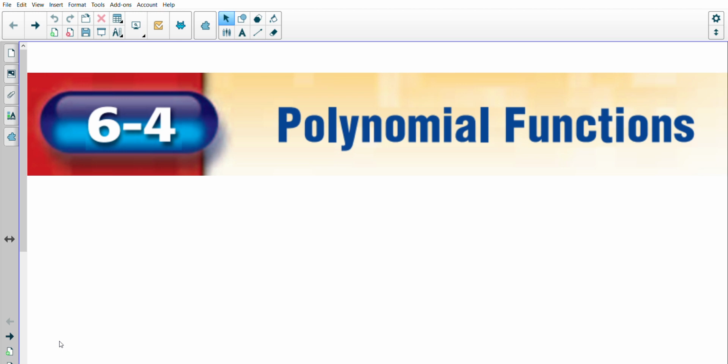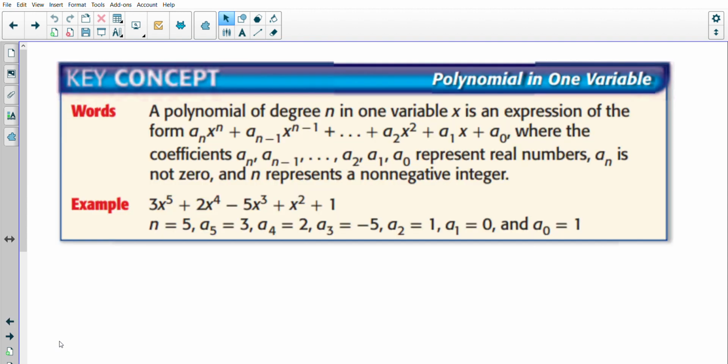In today's video, we're going to look at section 6-4, polynomial functions. Now, this can be a little tricky right away, but once we get into it, it becomes a little bit simpler. So please pay attention. A polynomial in one variable. Now, that should give it away. There's only one variable. If there's more than one variable, it's obviously not a polynomial in one variable. It's a polynomial in two variables or three variables. So we've got to keep that in mind.